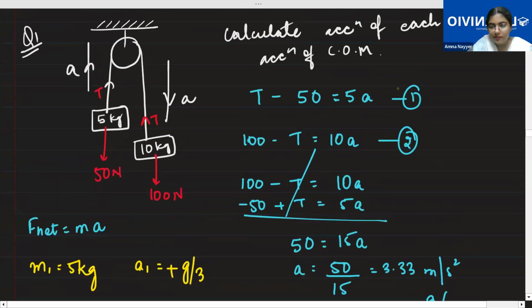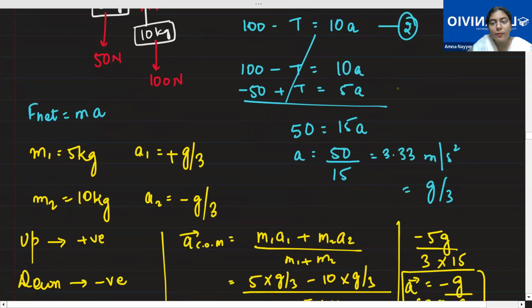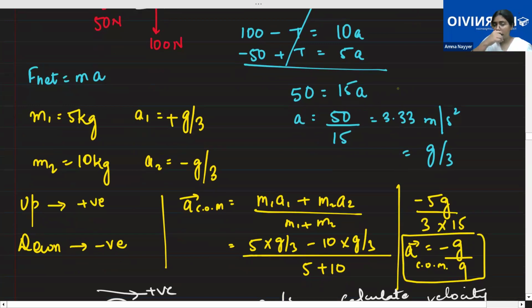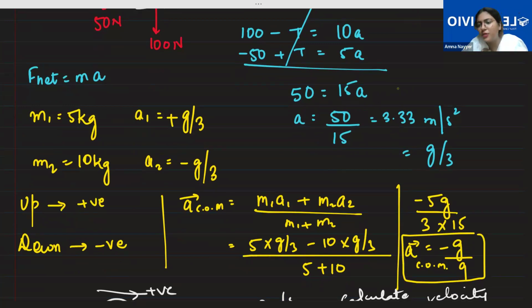Why did you take the actual value instead of taking G by 3? No, you can take anything. Actually, this once came in the NEET paper, where the options were written in terms of G by 3. You take it as 3.3. That is correct. In your papers, you should write 3.3.